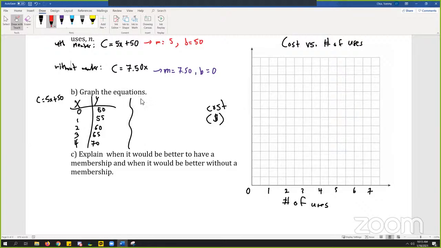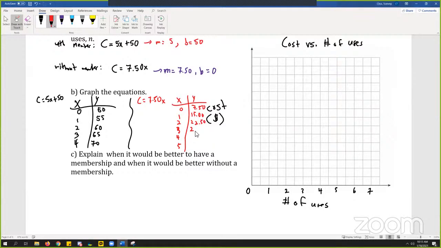the pattern is there. For our second equation, C is equal to 7.50x, drawing our xy table here, 0, 1, 2, 3, 4, 5, right? For 0, it's 0. For 1, it's $7.50. For 2, it would be 15. Sorry, I can't do the math right now in my head, so I'm just going to add it. $22.50.